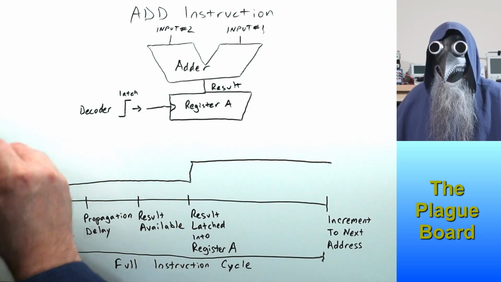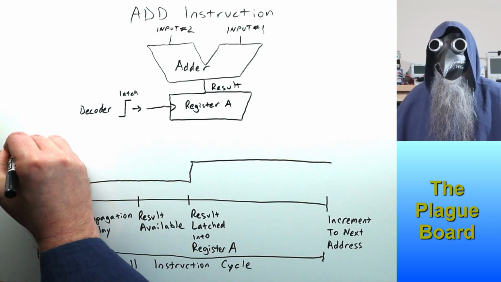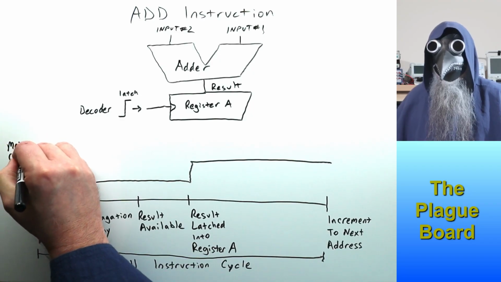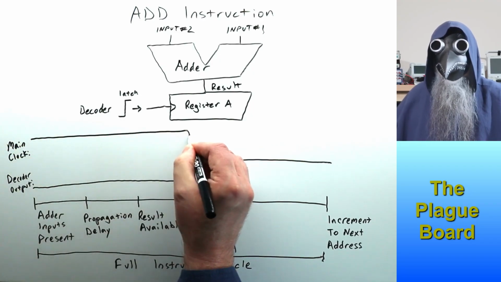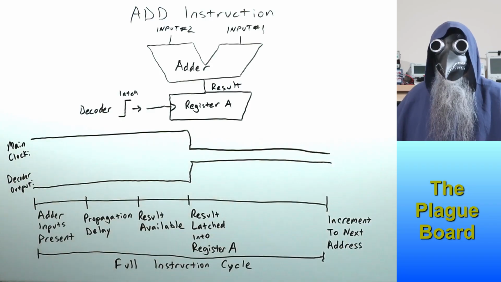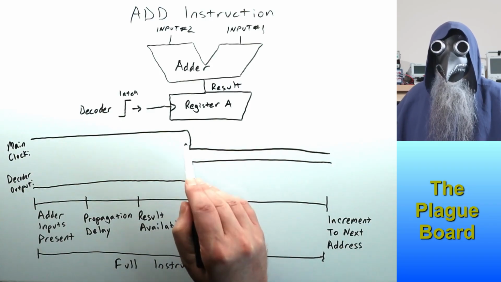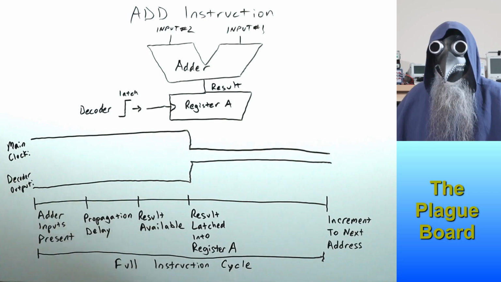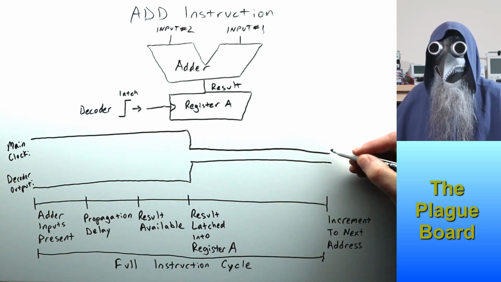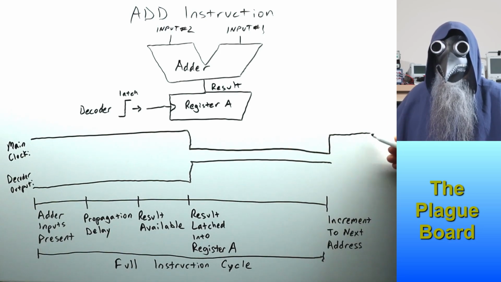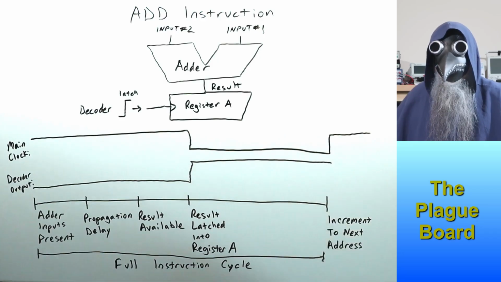This means that the main clock needs to be low during the second half of the instruction. And that kind of tells us that the clock needs to be high during the first half of the instruction. The high to low transition of the main clock will latch the result into the register, and the low to high transition of the clock will increment the instruction pointer to the next instruction.